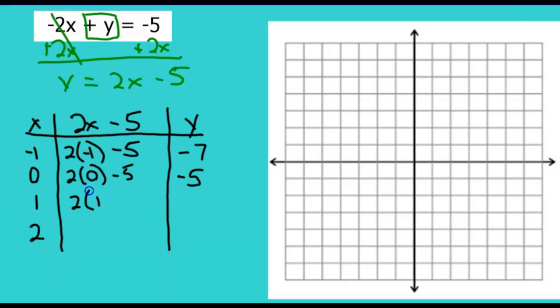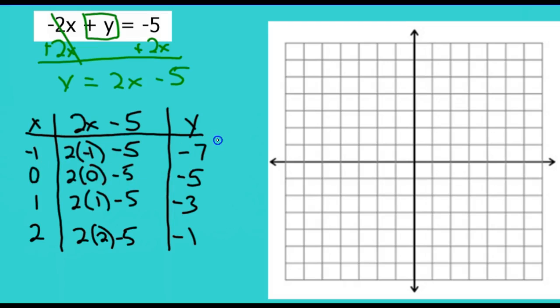2 times 1 minus 5. 2 times 1 is 2. Minus 5 is negative 3. And 2 times 2 minus 5. 2 times 2 is 4. Minus 5 is negative 1.